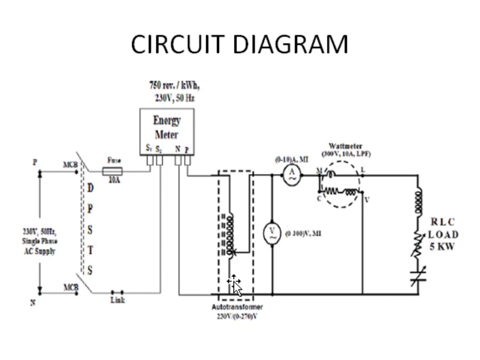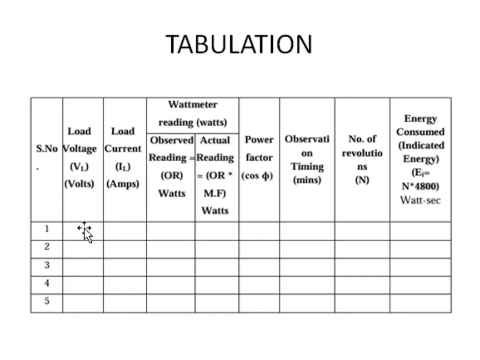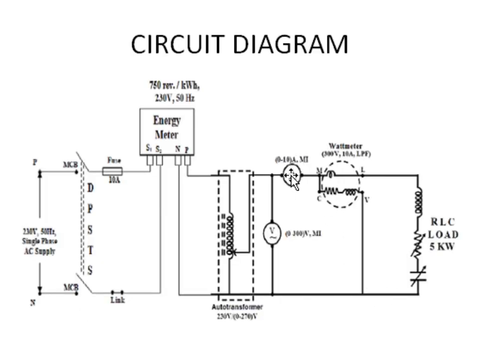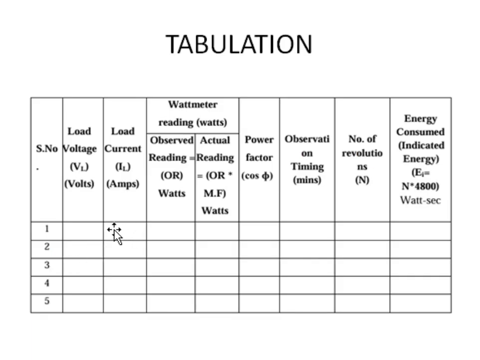We are going to first use the auto transformer to set the voltage to 220 volts. Initially we switch on the load. At that time, to see how much voltage there is in the circuit, we use this voltmeter to measure it. That voltage rating will be put here. For the load current, we use the ammeter to measure it, and that load current will be noted down here.